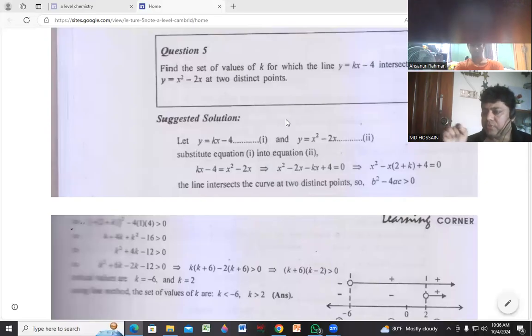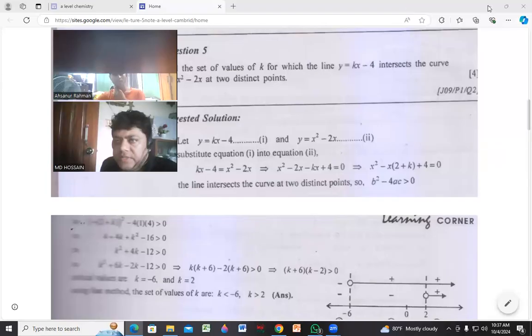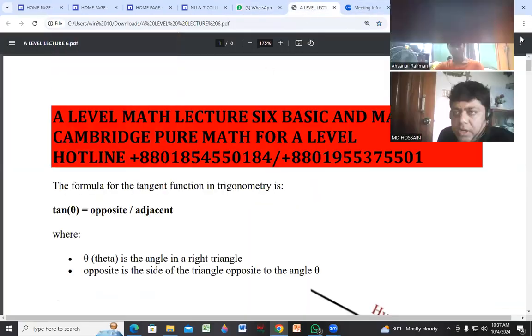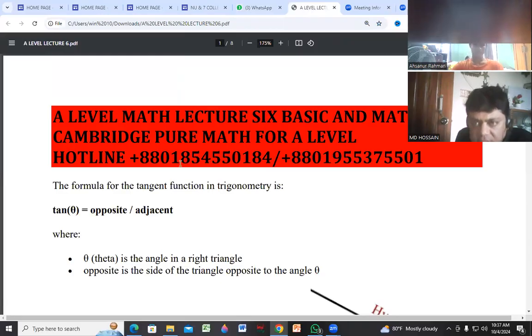Now, before starting today's class, today we will discuss much more complex equations that are also very important, and we have to learn them to solve critical problems related to A-level pure math. So before doing that, we need to have some basics. Okay, lecture 6. Can you see the screen? Yes, sir. These notes will be provided to you, so there is no need to note down anything from the screen.